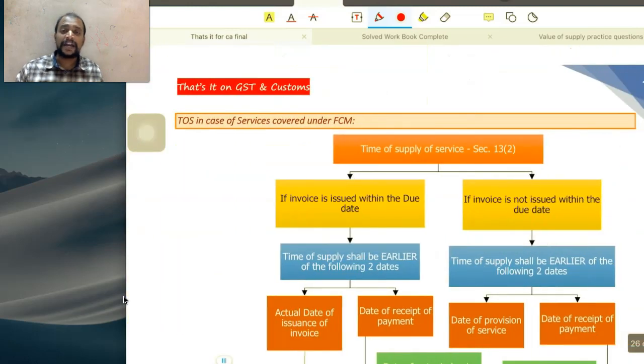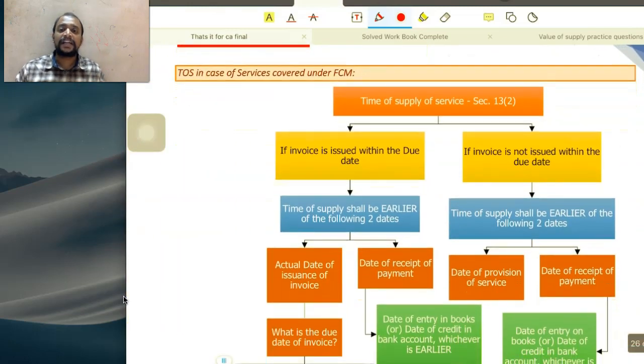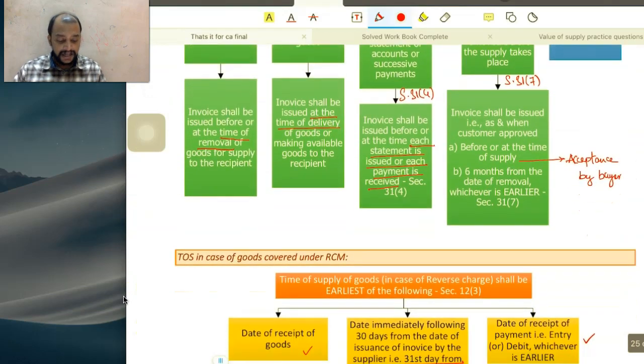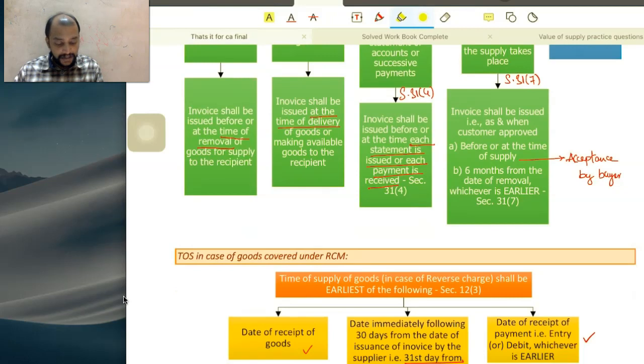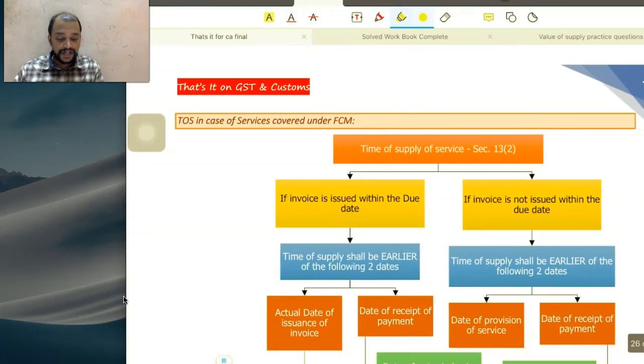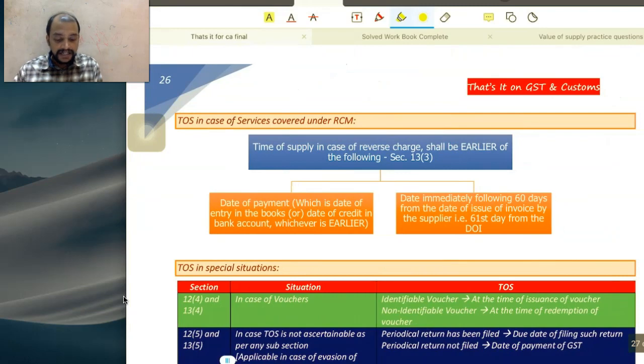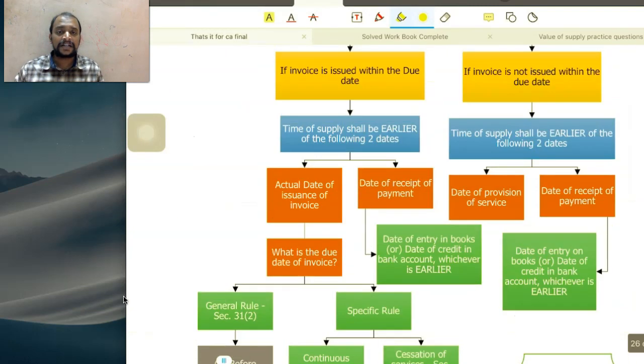Then look into the next page. Time of supply in case of services covered under FCM. This is given in 13 subsection 2. So far what we have discussed: 12 subsection 2, goods covered under FCM; 12 subsection 3, goods covered under RCM. Now in the same way, 13 subsection 2, services covered under FCM, and 13 subsection 3, next page, services covered under RCM. Now look into 13 subsection 2.